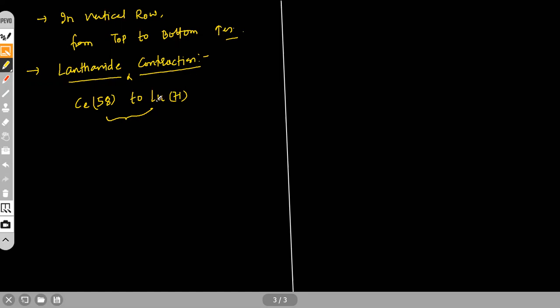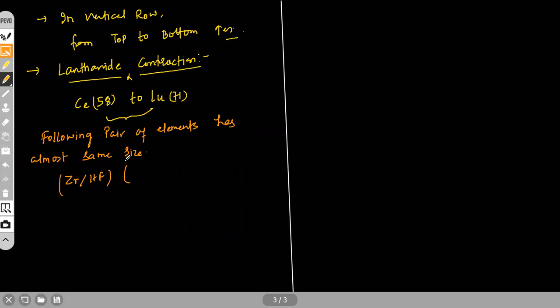Because of lanthanide contraction, the following pair of elements has almost same size. This point you write down, they have asked this question in the exam: why zirconium and hafnium have similar size, almost same size. Same reason we have for molybdenum and tungsten also, almost identical in size. Reason is lanthanide contraction.